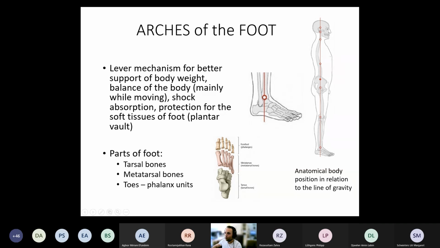Okay, so the arches of the foot. Here we continue from this picture, which shows you the points of support for the body. Here you have the connection between the spine and the skull. Here you have the attachment points of the cervical, thoracic, and lumbar spine. Here you have the base of the sacrum, the hip joint, the knee joint, and then we arrive at the ankle. So all these points should be in line with the line of gravity, in order to have a good body posture and good balance of the body.